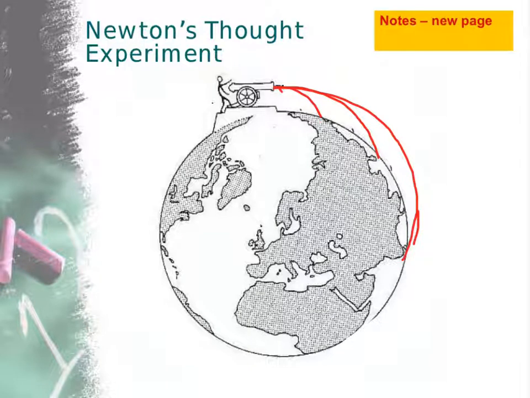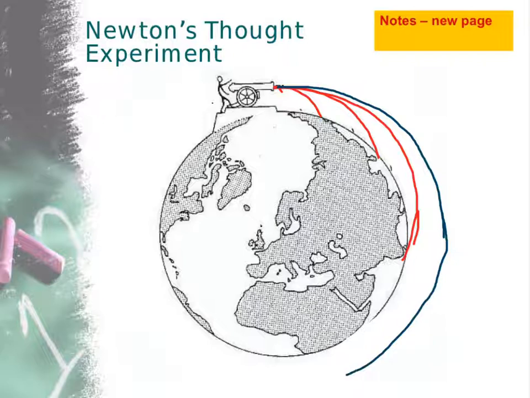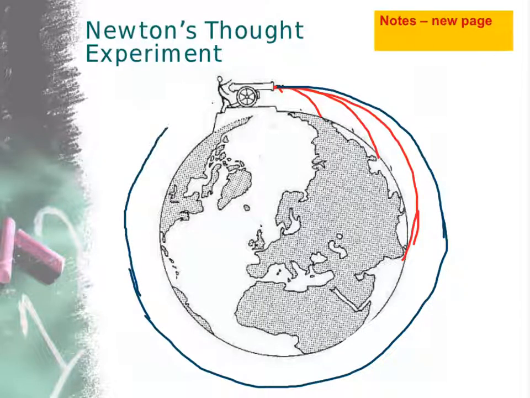But then he thought, if you fire it fast enough, this cannonball is going to keep on falling and falling, but it's going so fast that it's never going to fall and hit the Earth. It's going to end up going around and around in a circular orbit. And then Newton thought, wow, maybe this is what the moon's really doing.